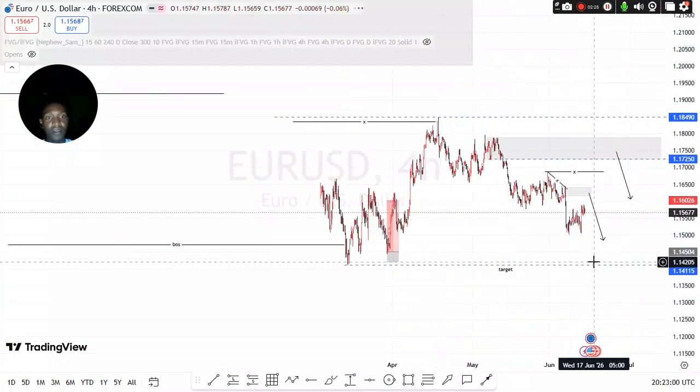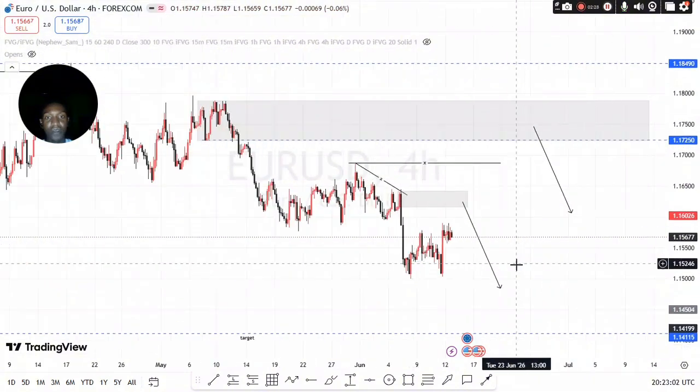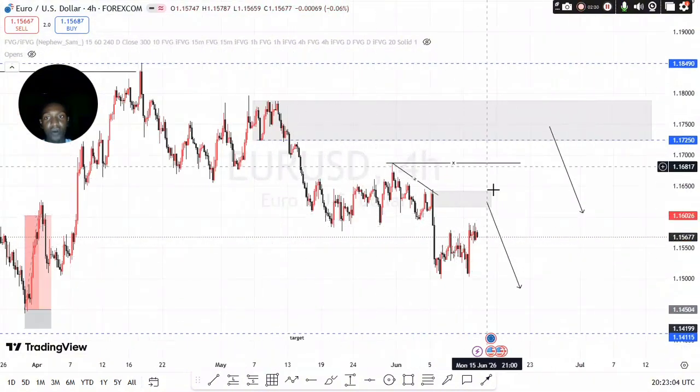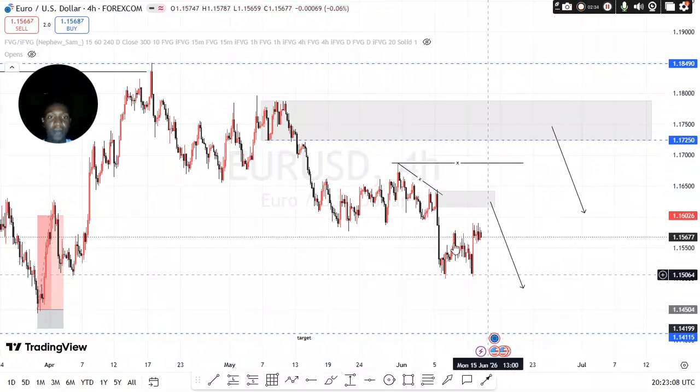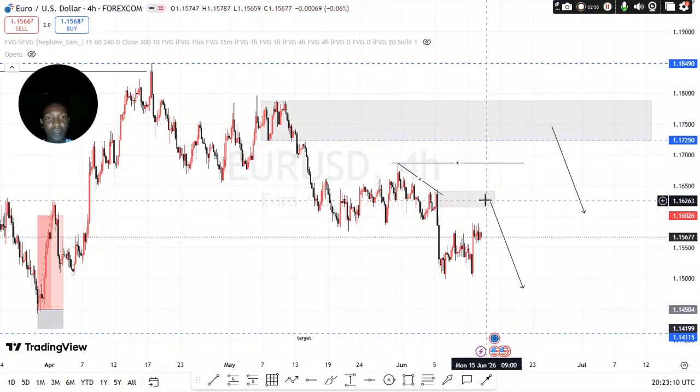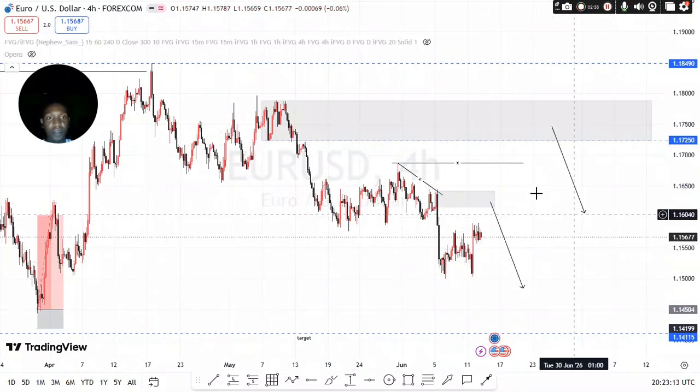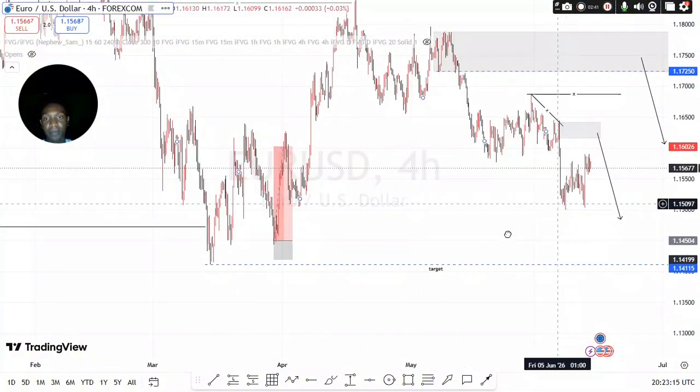So generally EU is very bearish, but this is a correction move. And yeah, let's hope we capitalize from it when it gets to this point. We sell from here.